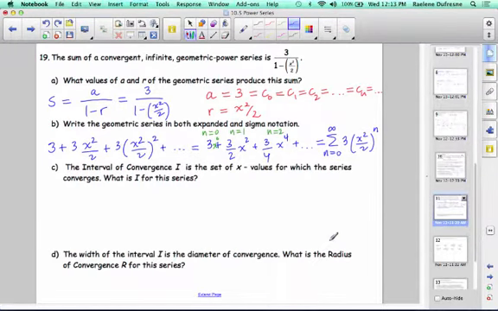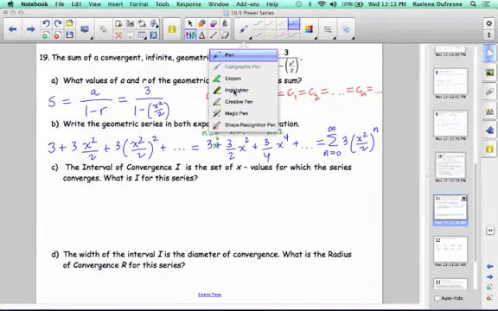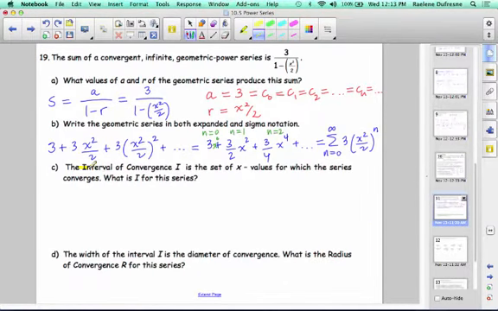In part C, we are defining an important term called the interval of convergence, and the interval of convergence is given by capital I. It is the set of x values for which the series converges. So what is I for this series? Well, we know that a geometric series converges when r is contained from -1 to 1. But r is x squared over 2, and it has to be contained from -1 to 1.